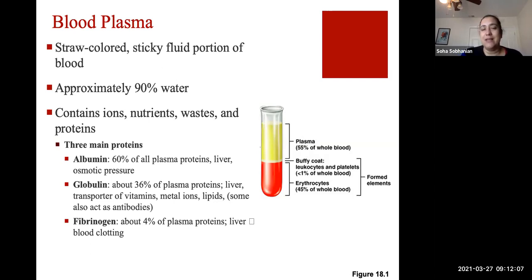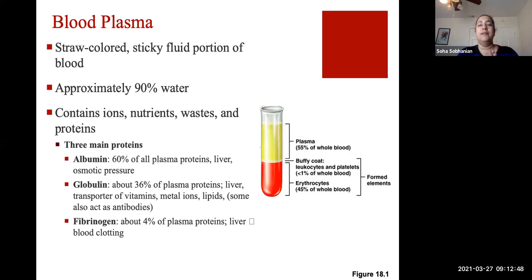So plasma, as I said, has that yellowish or straw-colored sticky fluid that sits on the top. It's 90% water. Hence, if you're dehydrated, guys, there's going to be a significant decrease in the plasma, which makes your blood very thick. So staying hydrated actually helps your blood flow easier. It makes less pressure on the heart. So if you're well hydrated, your blood is thinner because it's mostly water. And as a result, it can actually flow really easily through your circulation.